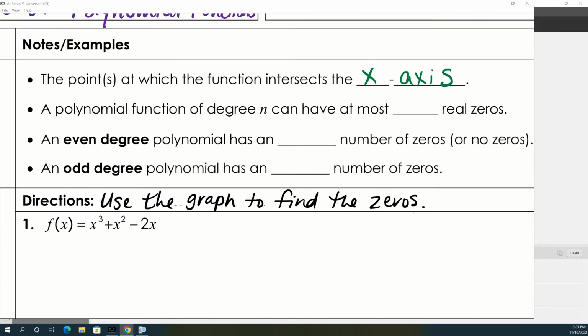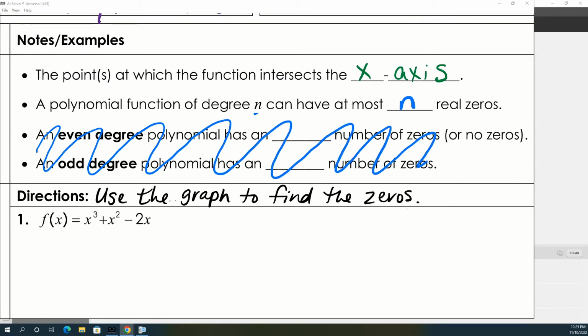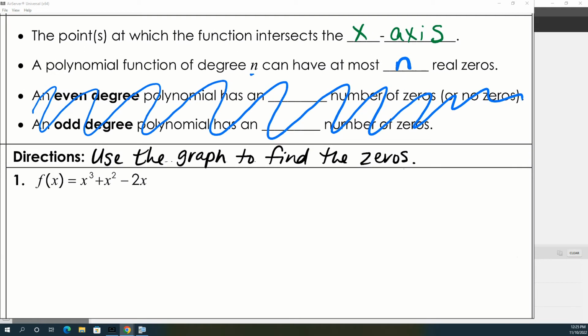And one thing to keep in mind, whatever the degree of the function is, that is the most zeros that the function can have. So if the degree is n, it has at most n real zeros. All right, now this I'm just going to mark out. So if we looked at number one, the degree is 3. So the largest exponent is the degree. So the most zeros this one can have is going to be 3.